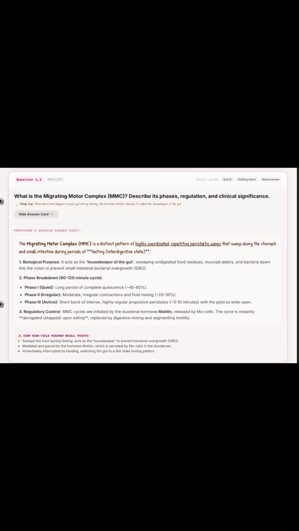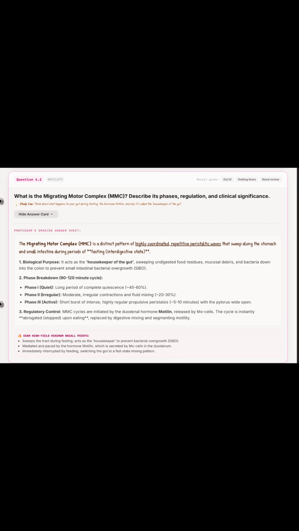So there are three phases of this. So the phases are phase 1, that is complete rest. There's no motor activity or contractions. So this accounts for 45% to 60% of the total cycle. While phase 2 is irregular, random and weak activity. So this is moderate, irregular and non-propulsive contractions. So this promotes fluid mixing and this accounts for 20 to 30% of the cycle.